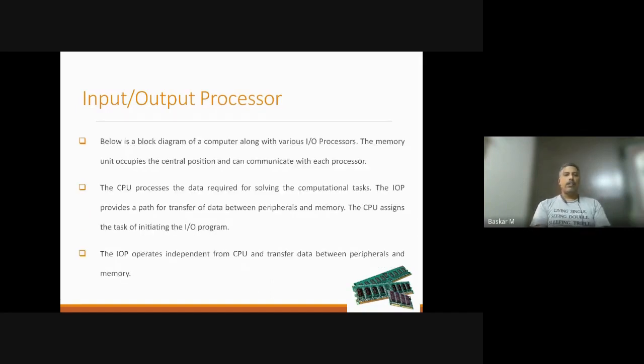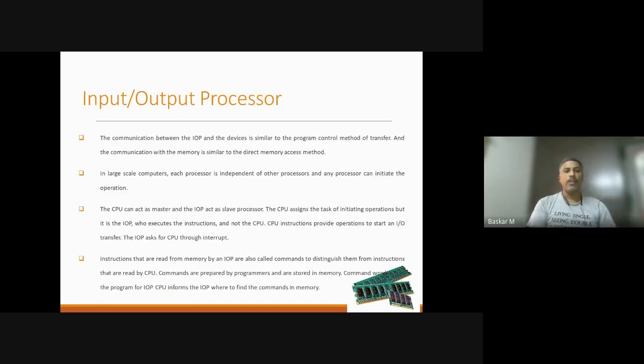Okay, next. For example, we are going to see a block diagram of the IO processor. Here, the memory unit occupies the central position and can communicate with each processor. The CPU processes the data required for solving the computational task. The IOP provides the path for the data transfer between the peripherals and memory. The CPU assigns the task of initiating the IO program. The IOP operates independently from the CPU and transfers the data between the peripherals and memory. That is, we can say it is like DMA. DMA is one of the IO processors.